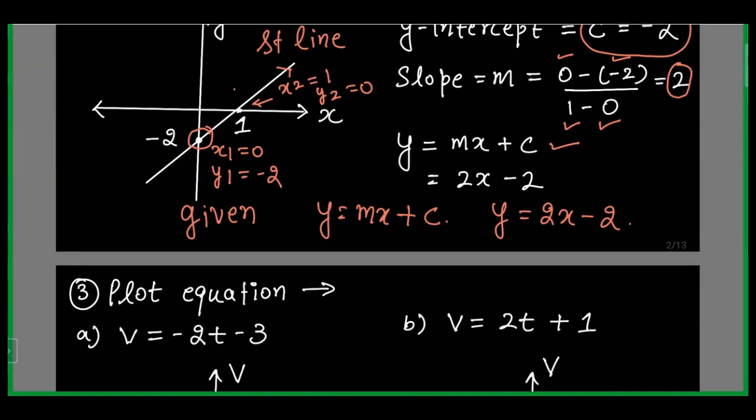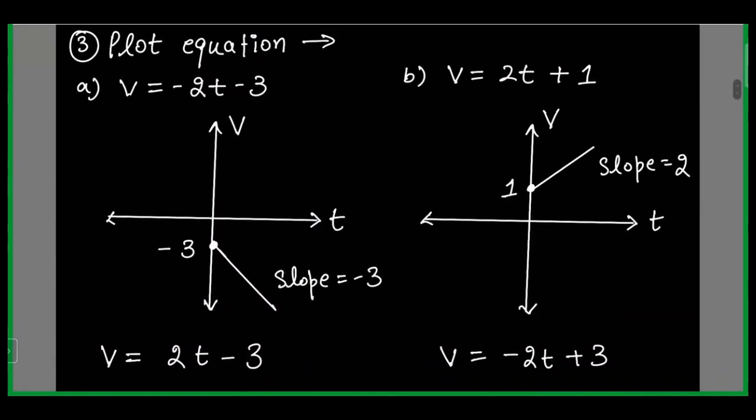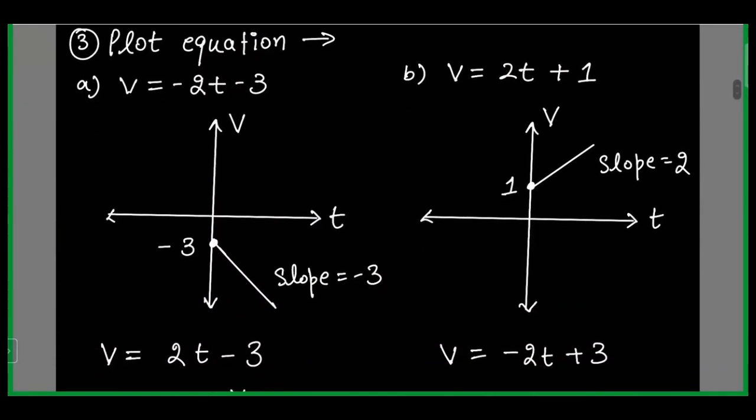Okay. Now let's move to the third. In the first two examples, the graph was given to you, but now the graph is not given. The equation is given, and they are asking you to find the graph. The equation is v equals minus 2t minus 3. So now your y-axis variable is v and your x-axis variable is t, and you need to plot v versus t.